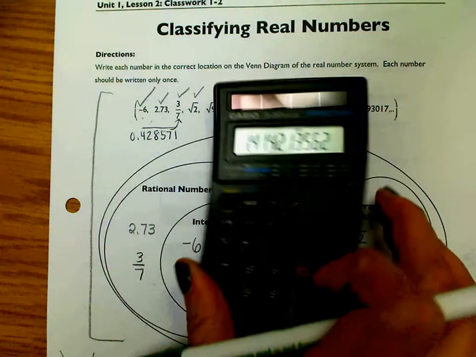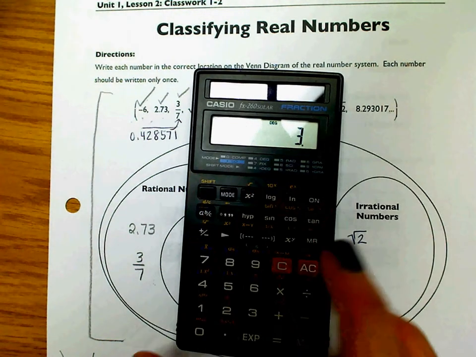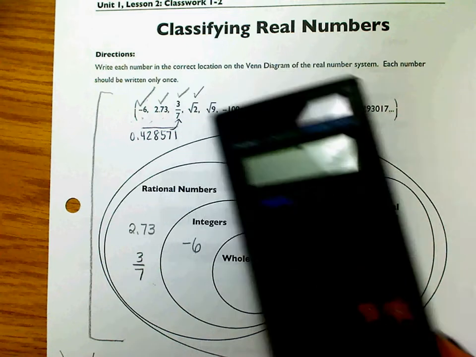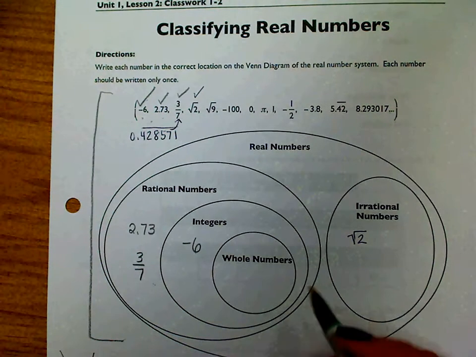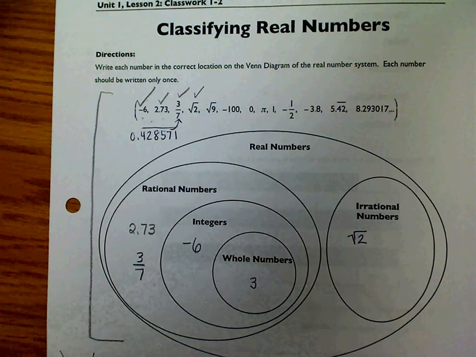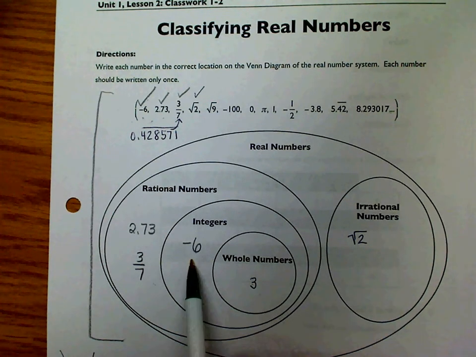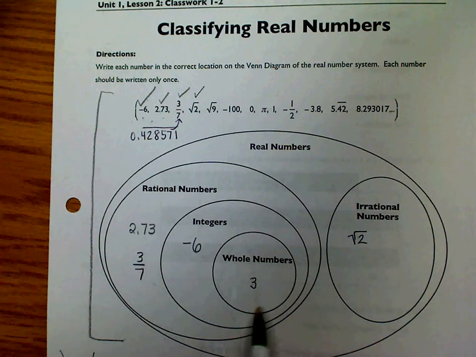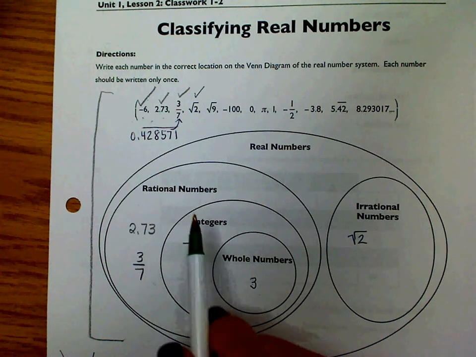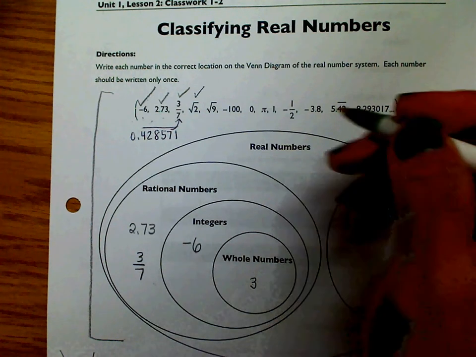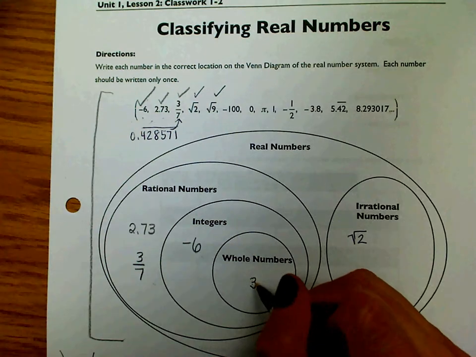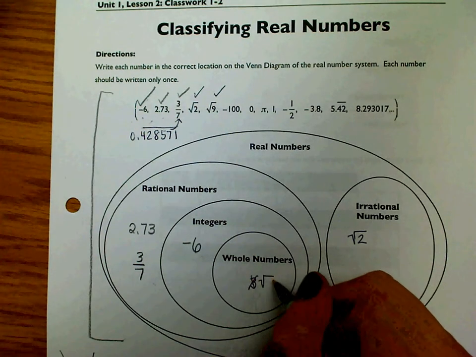Okay, now if you take the square root of 9, that's 3. So 3 is actually a natural number, but since we don't have that, we'll just put it in the next smallest category, which is whole numbers. And if 3 is here, you don't need to write it here or here because whole numbers is already a part of integers, already part of rational numbers. So 3 is a whole number. Oh, I should have put square root of 9. So here's square root of 9.